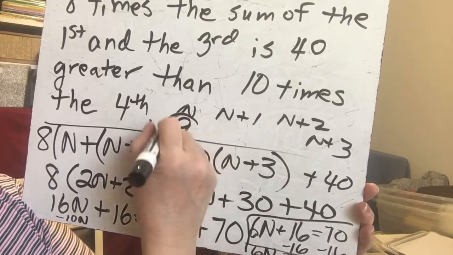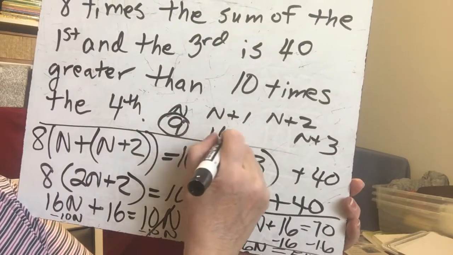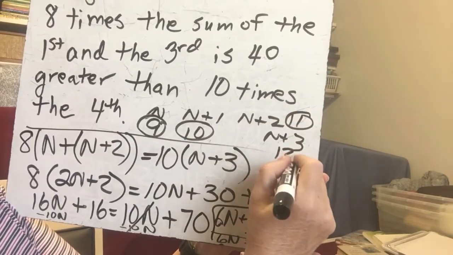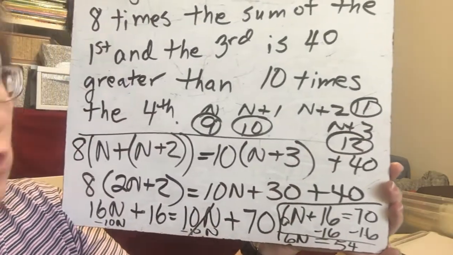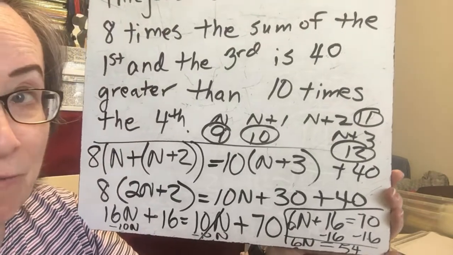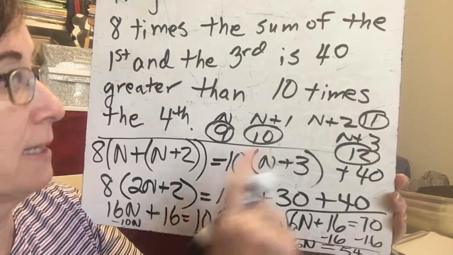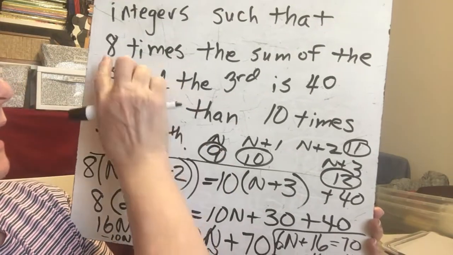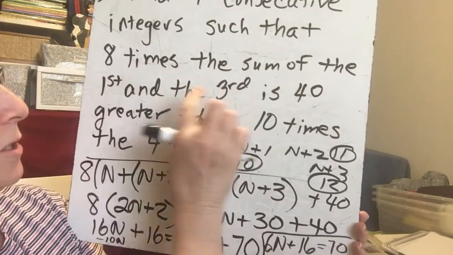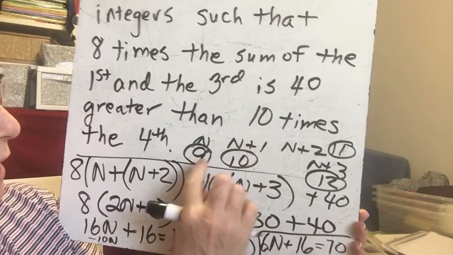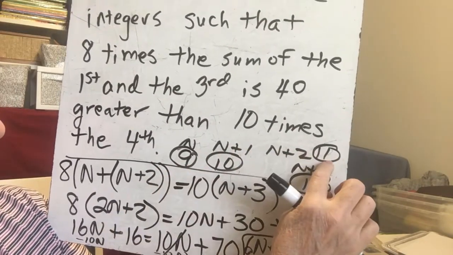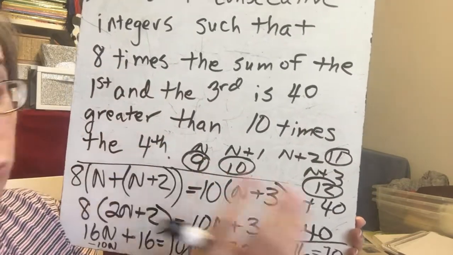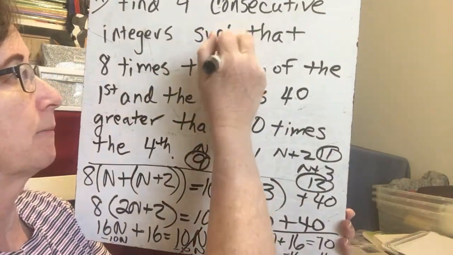9, 10, 11, 12. All right, and let's check and see if we found the right numbers. 9, 10, 11, 12. So going back, it says 8 times the sum of the first and the third. Well, the first and the third are 9 and 11, and I add them and I get 20, and 8 times 20 would be 160.